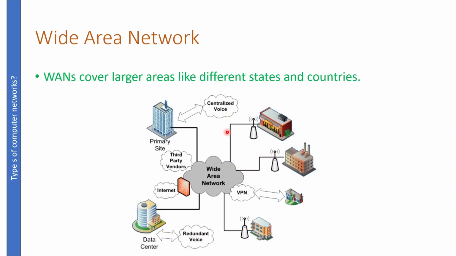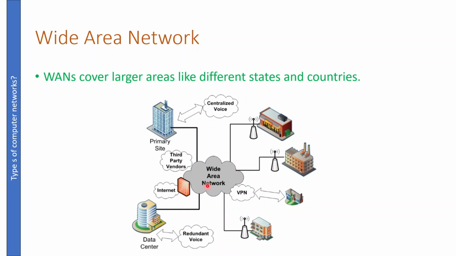Finally, we have wide area network. Wide area networks cover large areas like different states and countries. So for example, you can take the internet as an example for the wide area network. If you take Google as a company, they have one headquarters in the USA, then one in Europe, one in Singapore. They have multiple data centers, right? Not headquarters. So when you connect these different networks into one network, you can call it a wide area network.